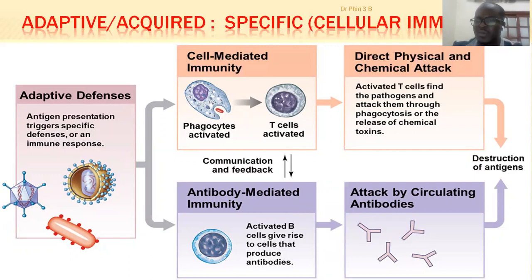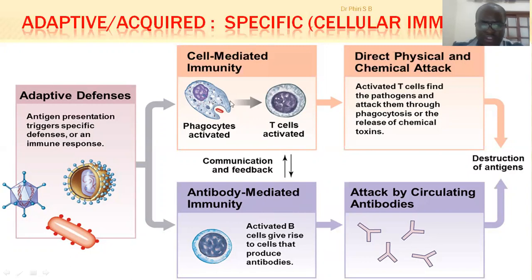So there's antigen presentation. In terms of adaptive defense mechanism in the body, the first thing is antigen presentation that will trigger specific defenses or immune response. After antigen presentation, the antigen is going to stimulate a specific immune response. They're very specific. That's why the other name for adaptive acquired is also specific or cellular immunity. You have two forms of adaptive immunity: cell-mediated immunity and antibody-mediated immunity.